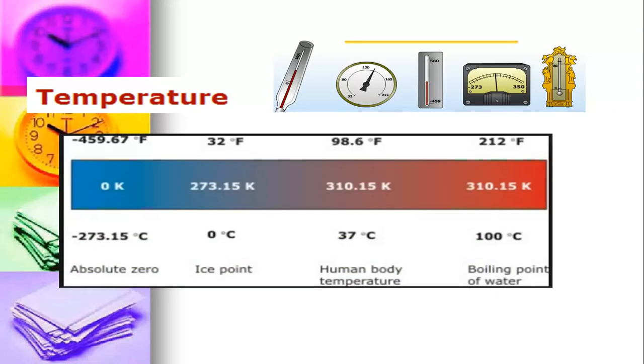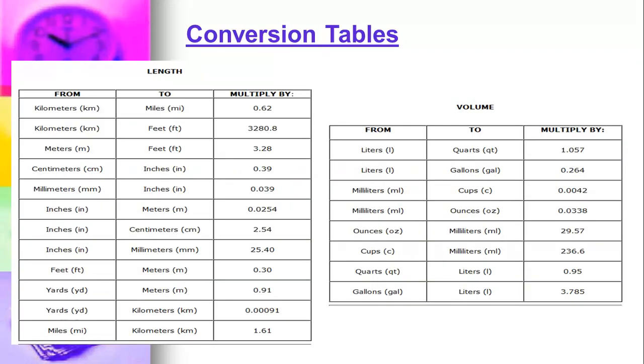Okay, for the temperature, we have the absolute zero, ice point, human body temperature, boiling point of water. Pero mas alam nyo yung Fahrenheit, and then the Celsius and Kelvin. So, ito yung madalas gamitin natin sa measurement of temperature. And this is the conversion tables natin, ano. So, hindi ko na to iisa-isahin.